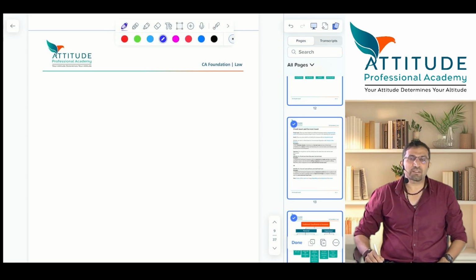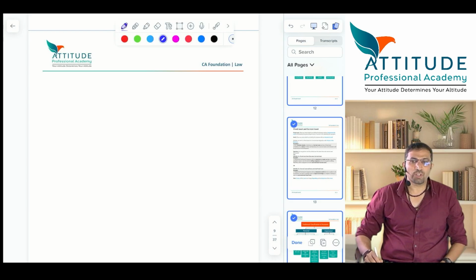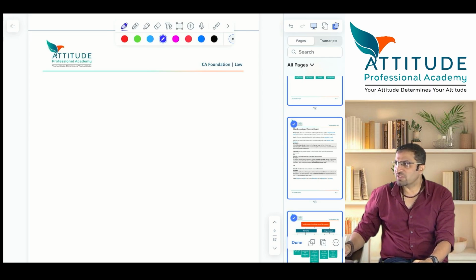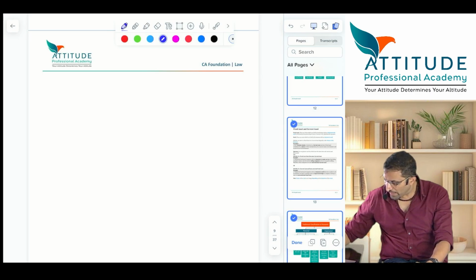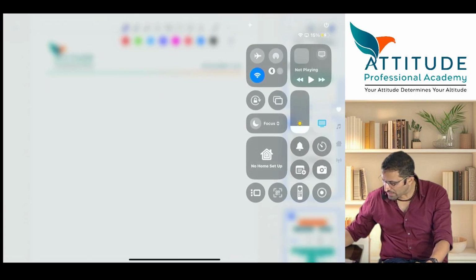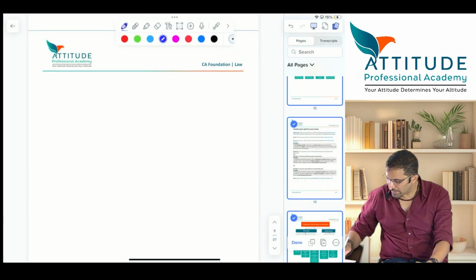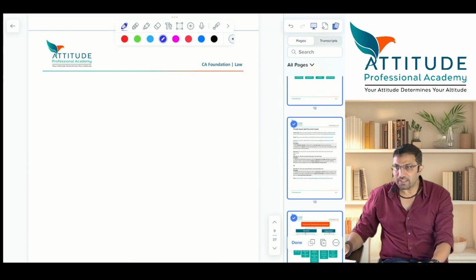We'll now start with how to pass journal entries. We have already seen the rules of passing journal entries. Nonetheless, we will take once again how to pass journal entries. Look at the rules here.